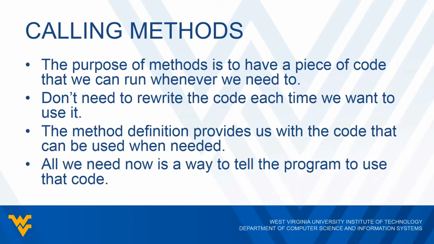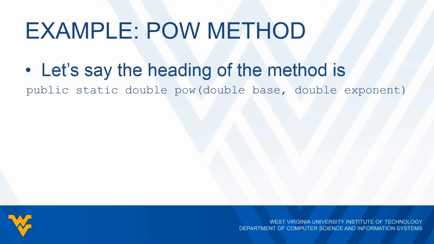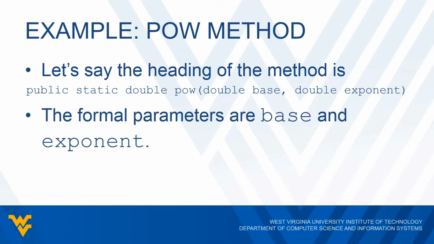So all we need now is a way to tell the program that we want to use this code that's set off to the side. This is what's called calling a method. So for example, let's say we use the pow method. Let's say the heading of our method is public static double pow, and then in parentheses we have double base and double exponent. In this case, the formal parameters here are going to be base and exponent.